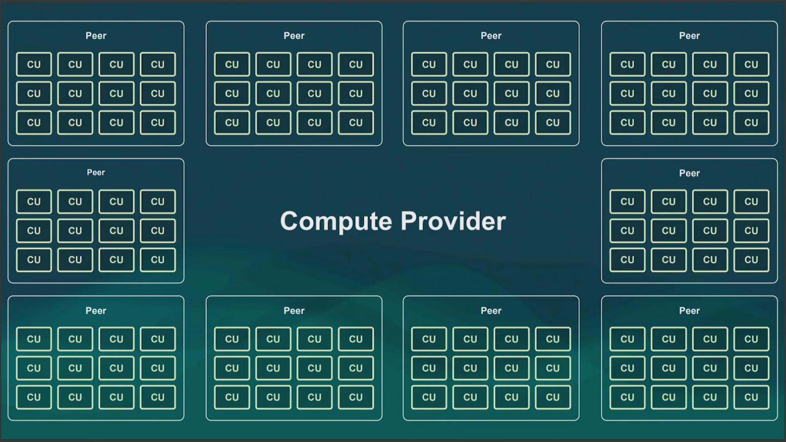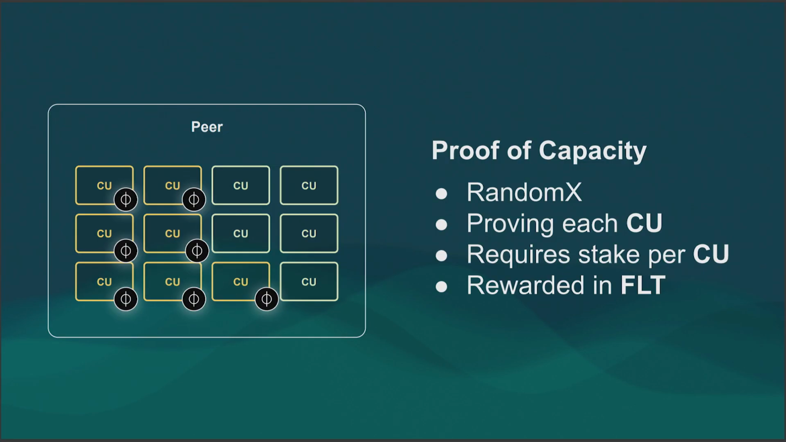So every compute provider would likely have many different servers with different numbers of CUs, and they would register them all together. You can think of every compute provider as a small or big business that wants to utilize their compute resources to get money in as stablecoins or get money as FLT.